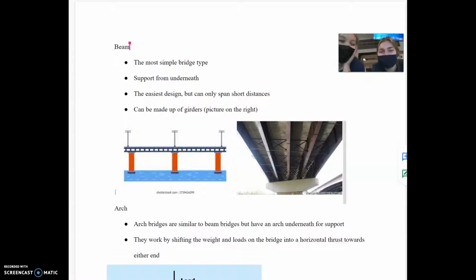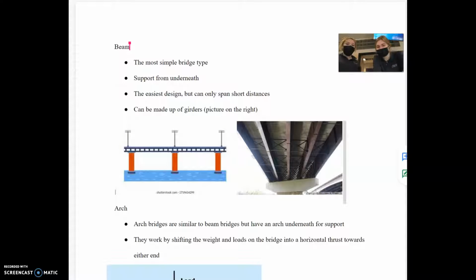So these are the 5 different types of bridges. There's the beam bridge, which is the first one here. It's the most simple bridge type. It's supported from underneath by these nice little columns, as you can see in the picture on the left. It's the easiest design, but it can only span short distances. And it's made up of these type of beams called girders, which you can see in the picture on the left are underneath. There's a couple types.